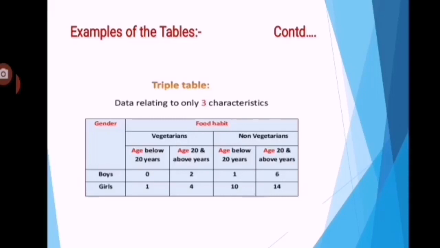Also see in the previous slide, vegetarian, non-vegetarian, and then again newly introduced age below 20 years, above 20 years in the vegetarian section. The non-vegetarian section also has age below 20 and above 20. Boys: 0 below 20, 2 for vegetarian. Girls: 1 for below 20 vegetarian, 4 for above 20 vegetarian. In the same way, non-vegetarian boys: 1 below 20, 6 above 20. Girls: 10 for non-vegetarian below 20 and 14 above 20.